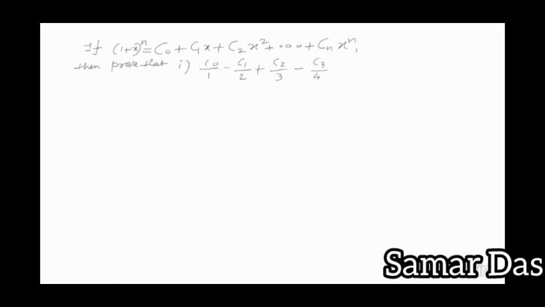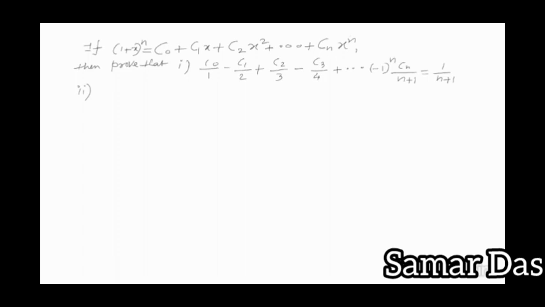Today, this is the proof of some binomial expressions by integration. Here is the problem. If (1 + x)^n, as you know, this is the binomial series for when n is a positive integer, then (1 + x)^n = c0 + c1 x + c2 x² + ... + cn x^n. Then prove that number 1: c0/1 - c1/2 + c2/3 - c3/4 + ... + (-1)^n cn/(n+1) = 1/(n+1).